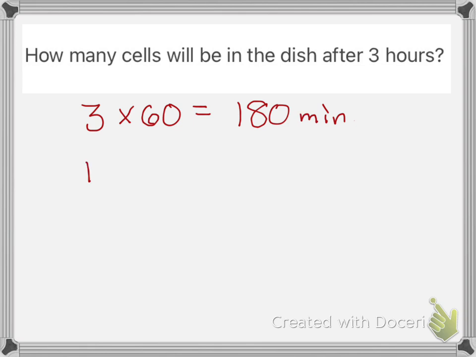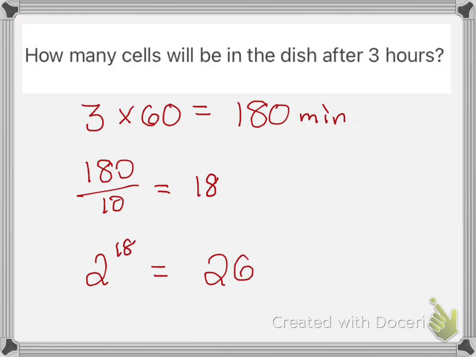The word problem said that the cells divide into 2 after 10 minutes. So I'm going to do 180 divided by 10. And when I do that, I get 18. That's the number I'm going to raise to the power of 2. So when I do 2 to the power of 18 in the calculator, it will equal 262,144 cells.